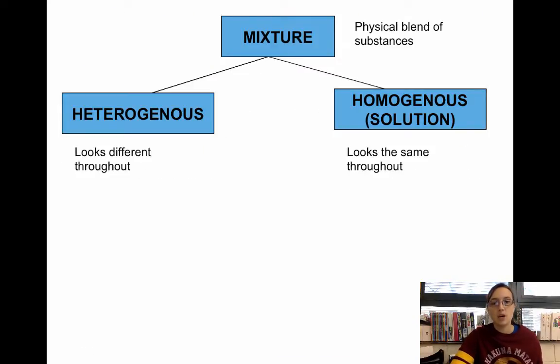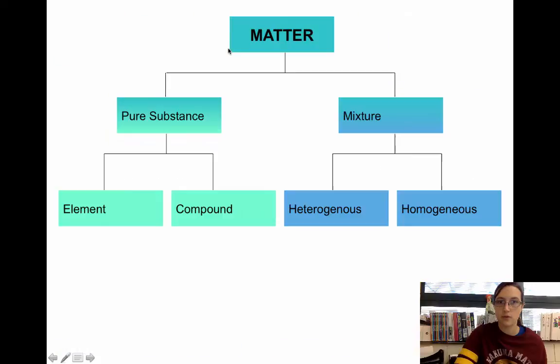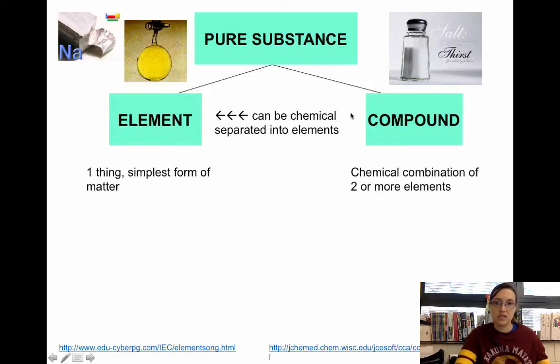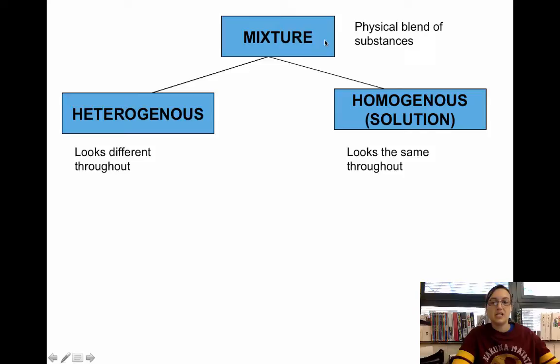So now let's think about the right side of that flow chart, which dealt with mixtures. Now I do want to tell you that mixtures, if we look back at this flow chart, can be separated into their pure substances. So if we have a mixture of salt and water, we can separate that physically. Mixtures can be physically separated into pure substances. Remember I said a mixture is a physical blend of substances. We physically mix things together.